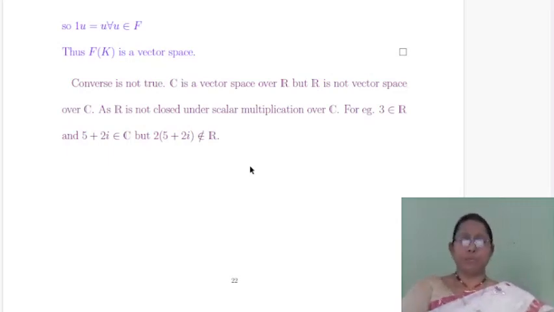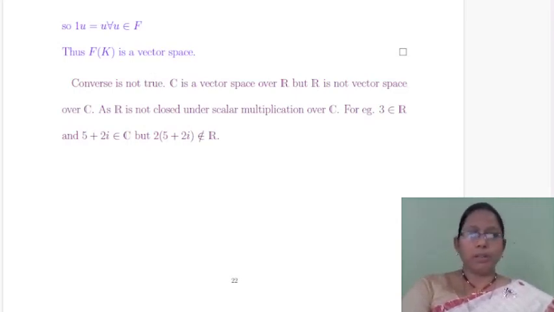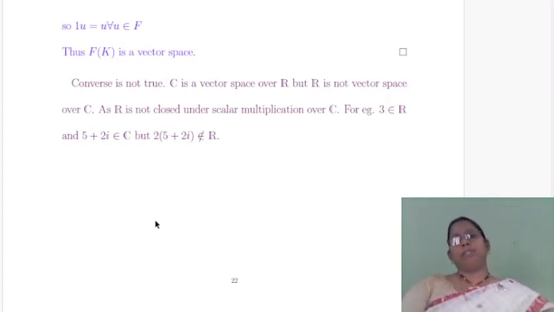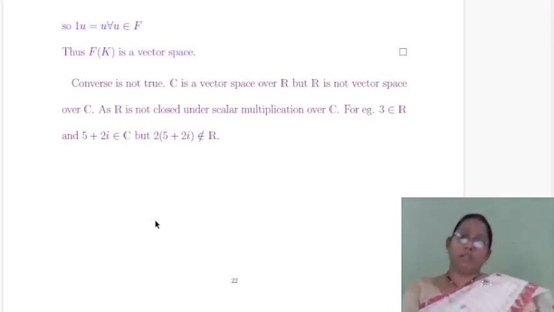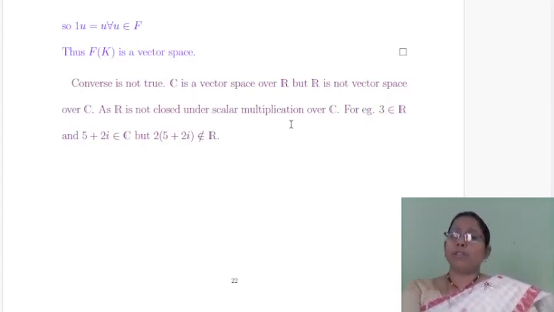However, the converse is not true. For example, consider the field of complex numbers and the field R under usual addition and multiplication, that is, plus and multiplication. C is a vector space over R, but the converse is not true. R is not a vector space over C, as R is not closed under scalar multiplication.